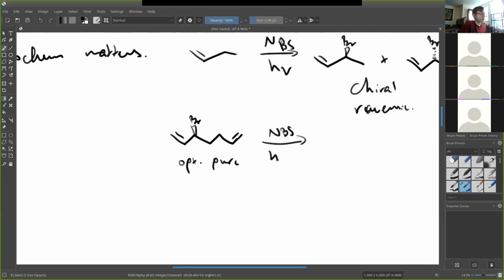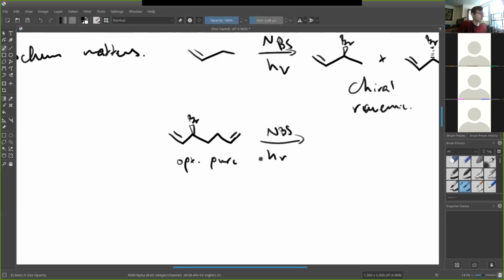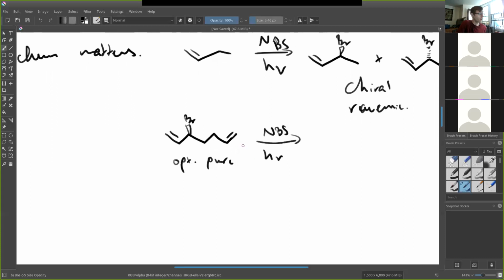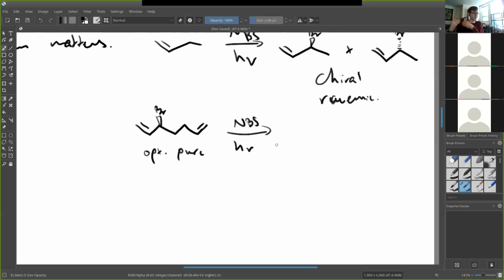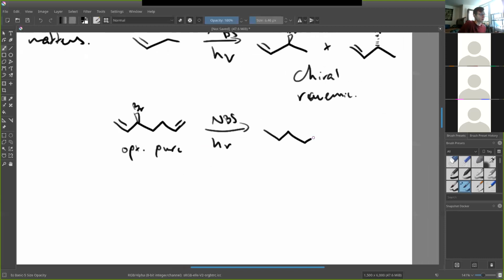And so we do the same thing. Well, there are 2 allylic positions here. One of them is already brominated, and we usually don't like brominating twice on the same thing. So it'll brominate on the other allylic position, but it can either go on the same side as the first bromine or on the other side. So we can get something that looks like this.